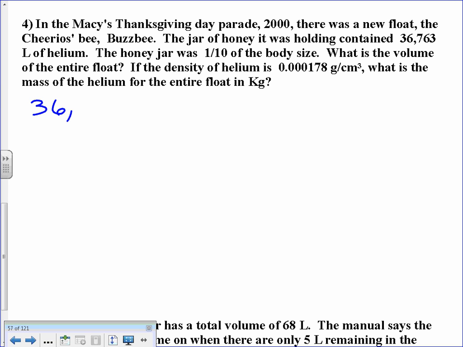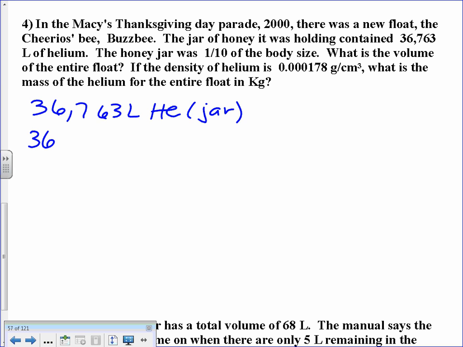So 36,763 liters of helium, but where was that found? In the jar, right? And I'm just going to label that jar because you'll see that it's asking for total volume between the whole, every part of the float, so that might be important. What else? Body size, right? So the jar is 1/10 of the body. So how big is the body? 10 times bigger. So how do I do 10 times bigger than that? Multiply by 10. So what is that total volume? I mean, what is the volume of the body?